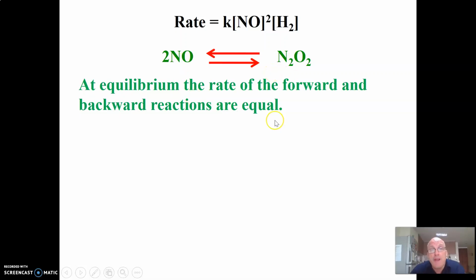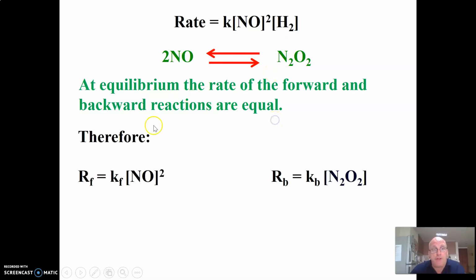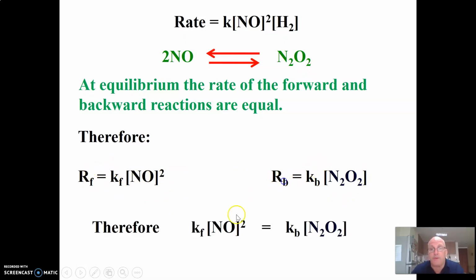Now, if the two rates are equal, that means the rate of the forward reaction, which is the rate constant of the forward reaction times NO squared, 2 particles, is going to be equal to the rate of the backward reaction, which is the rate constant for the backward reaction times 1 particle of N2O2. So they are equal. So that means this quantity is equal to that quantity. So I can now write this, okay?